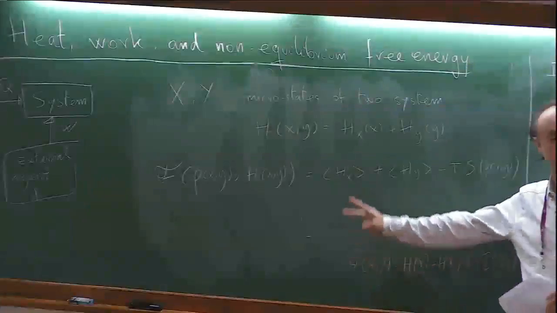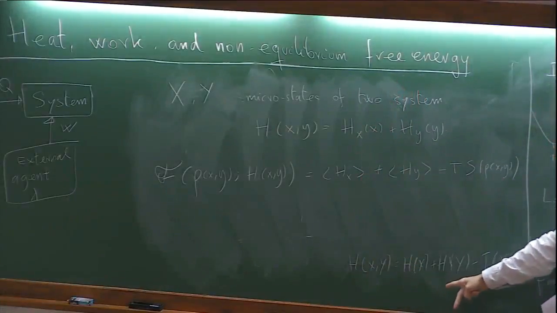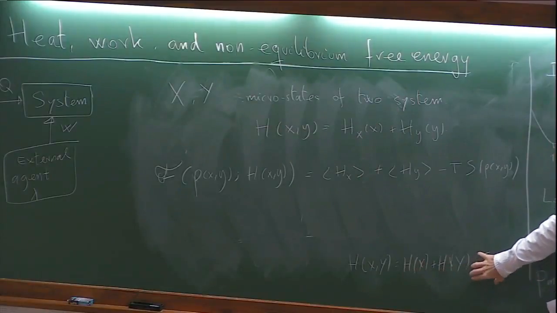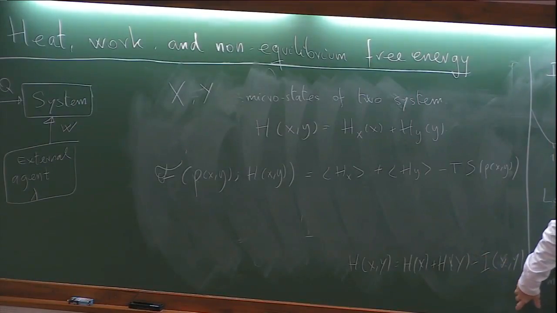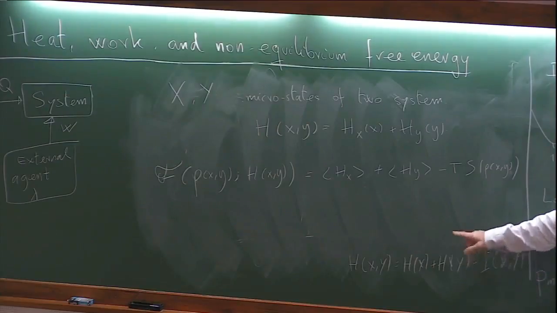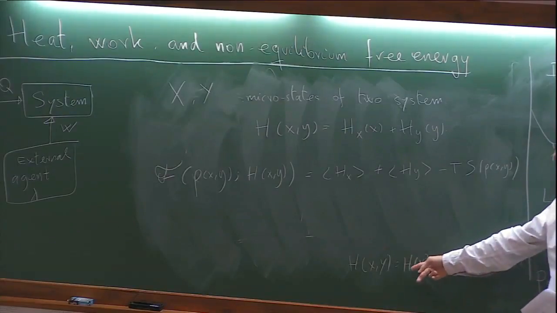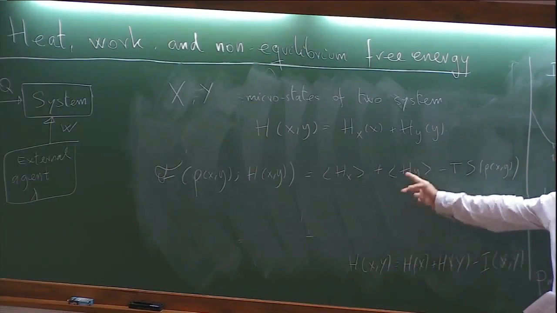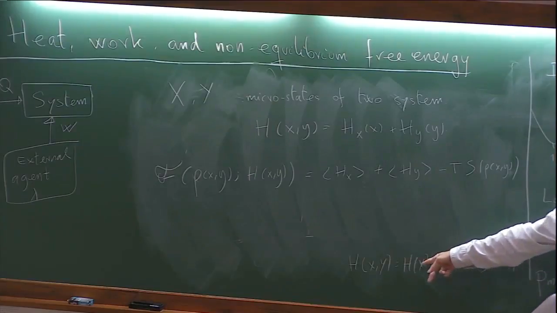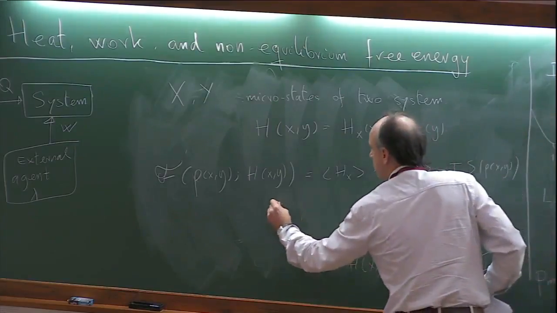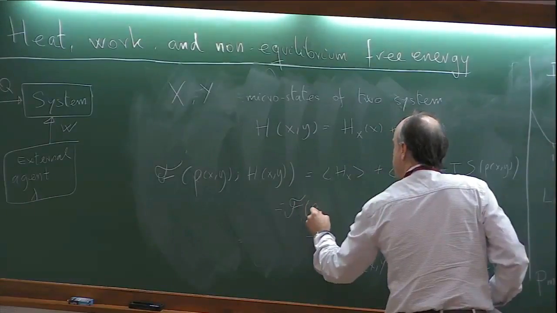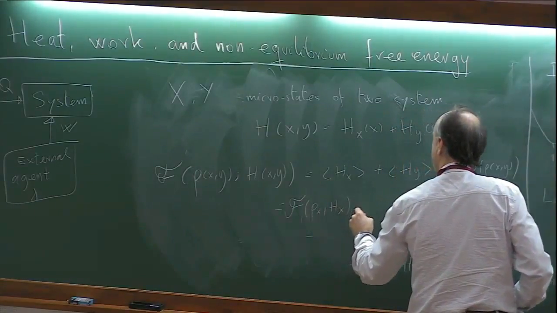We said yesterday that the number of bits that I need to describe two variables is smaller when I take into account correlations. Without correlations, this is the number of bits that I need to describe X and Y, and this is what I save when I take into account correlation. So if you plug this here, then you get, sorry for the confusion between H in the Hamiltonian and the Shannon entropy, the free energy of X and the free energy of Y.